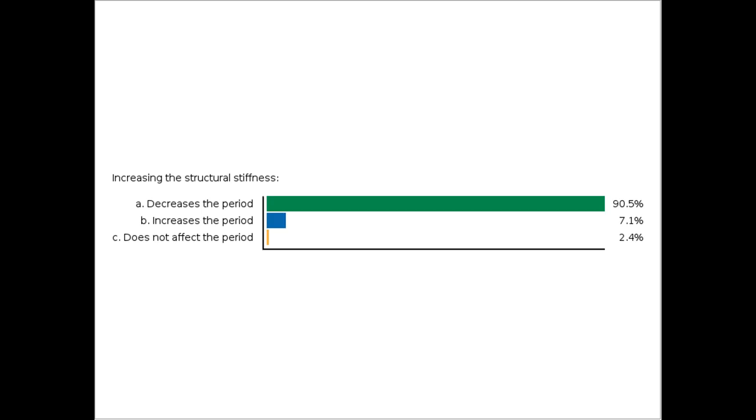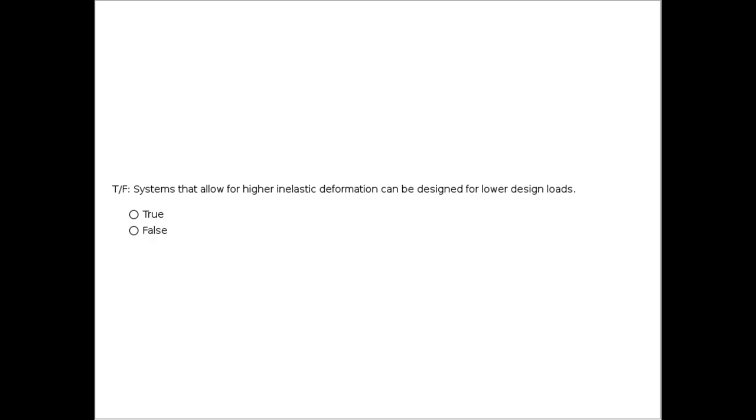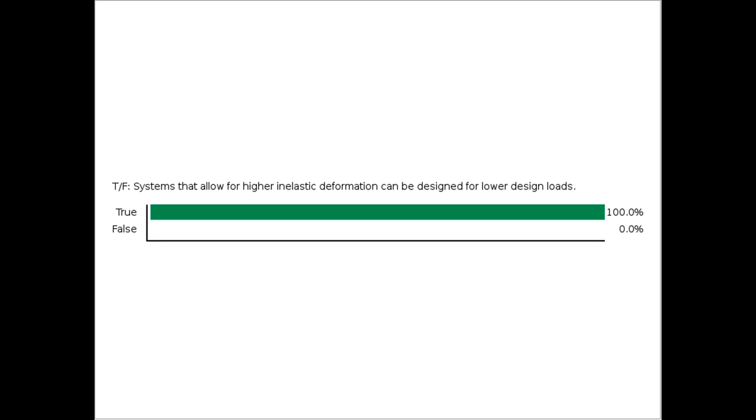All right, let's check one more polling question, and then we'll get to the Q&A. Our next question is this: true or false? Systems that allow for higher inelastic deformation can be designed for lower design loads.